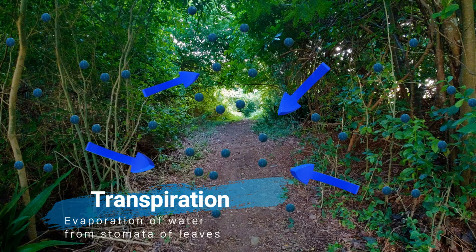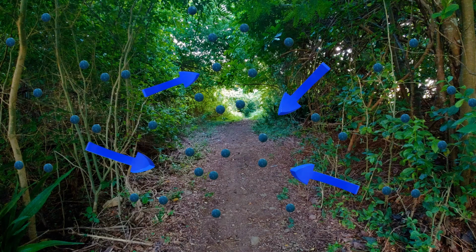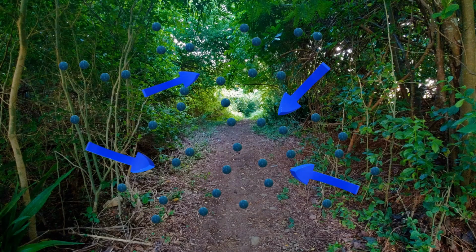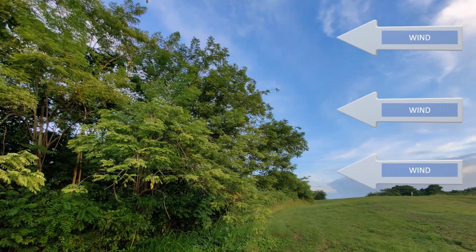Although a loss of water can be a bad thing to a plant if it is uncontrolled, the open stomata allow carbon dioxide into the leaves for photosynthesis to occur for the plant to make food. So now we know where the water vapor comes from. But why does it accumulate in the forest?